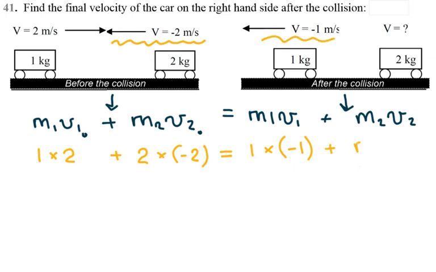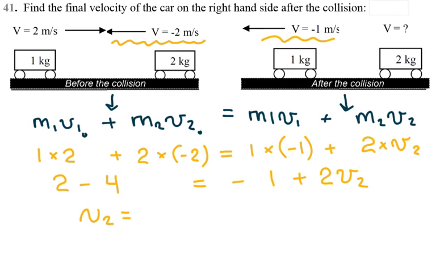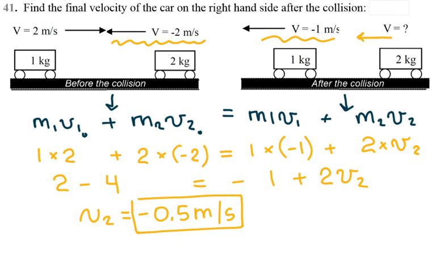And then you have m2, and you're looking for this velocity, and m2 is given 2 kilogram. So we have 2 minus 4 is equal to -1 plus 2v2. So from here I see that v2 is equal to -0.5 meters per second. So the mass 2 is still going to continue moving in the same direction as it was moving, in the negative direction, but its velocity is not 2 meters per second now as it used to be. It's going to be -0.5 meters per second.